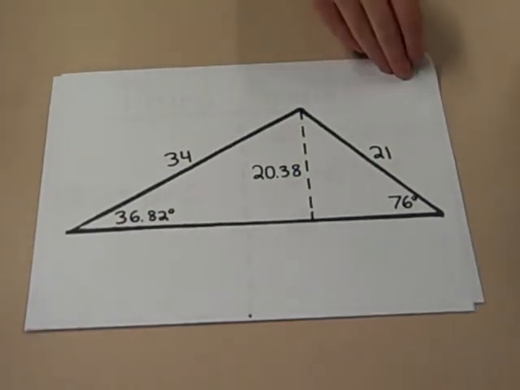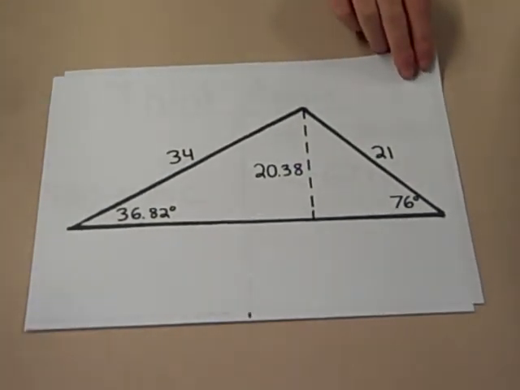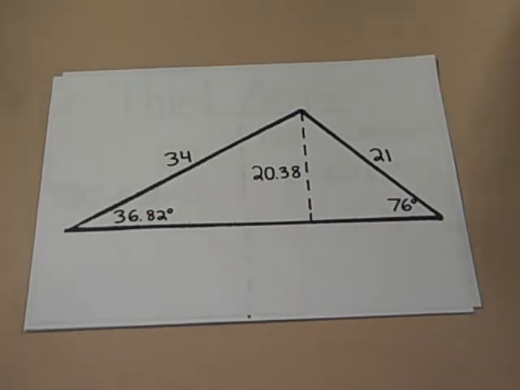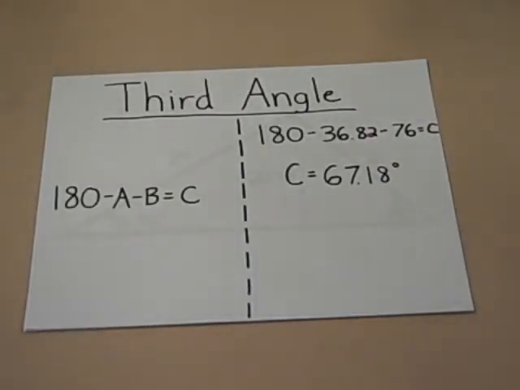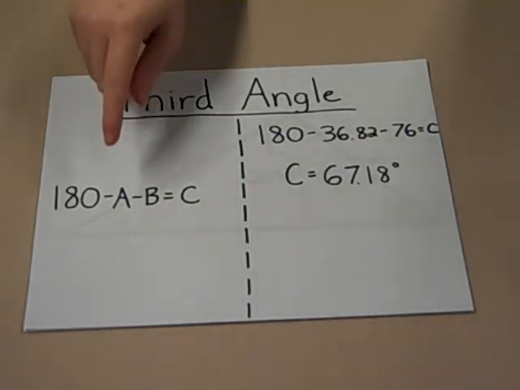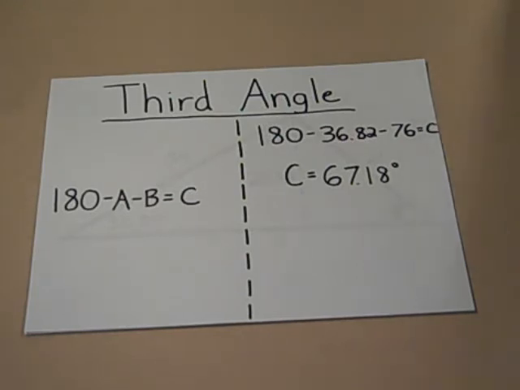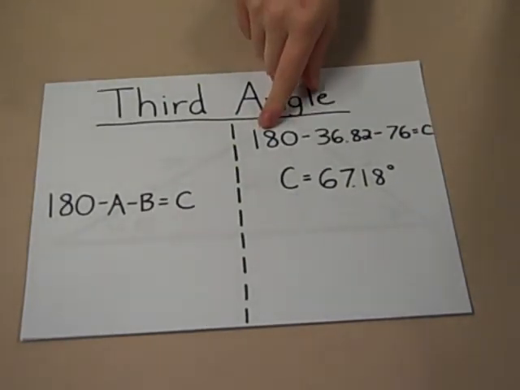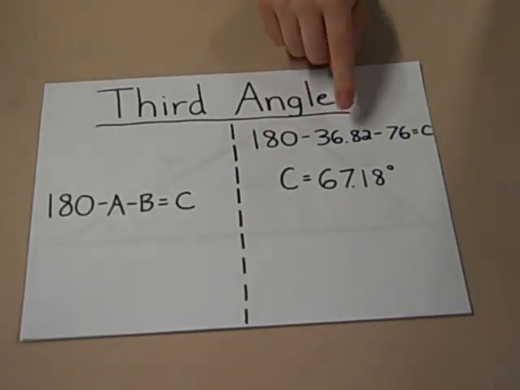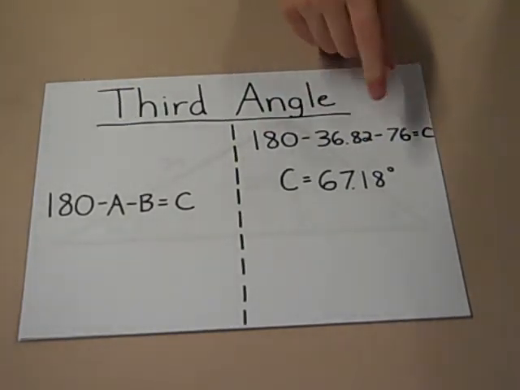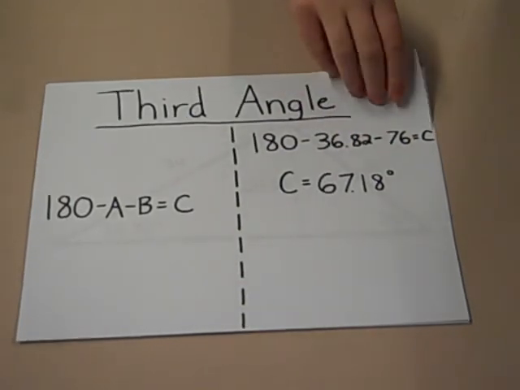Now we need to find the area of the whole triangle so that Tony can put up his logo. To do that, we can use the formula area equals 1/2 ab sine C. We need to find the measure of angle C. That can be done by subtracting the measures of angle A and B from 180, because a triangle has a total angle measure of 180 degrees. C equals 180 degrees minus 36.82 degrees minus 76 degrees. Therefore, C equals 67.18 degrees.